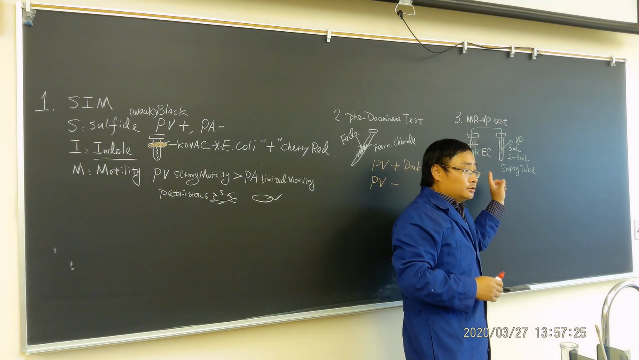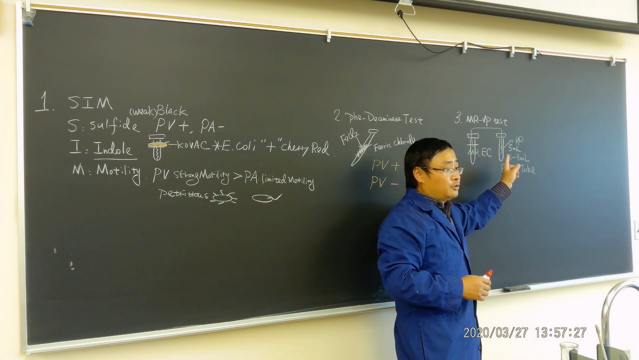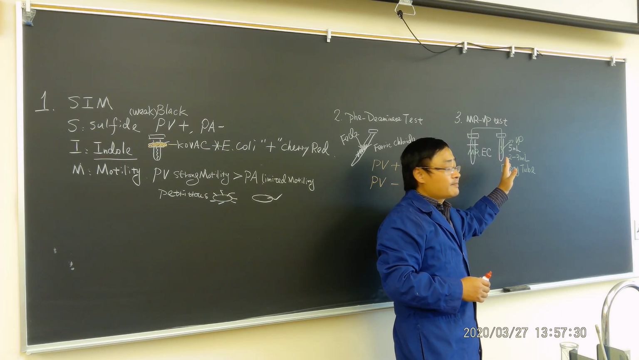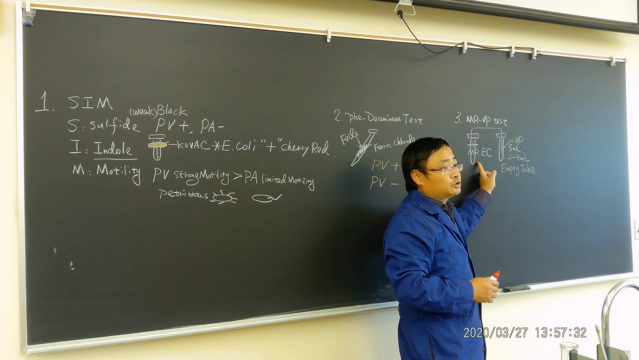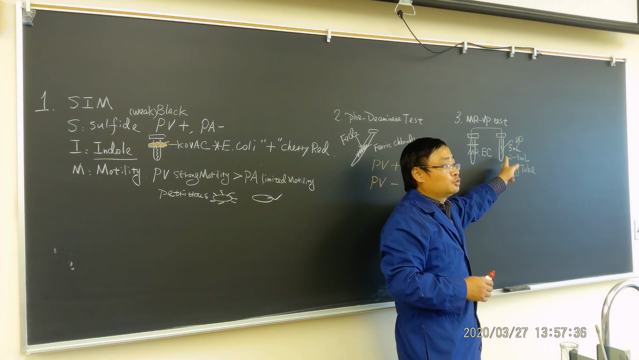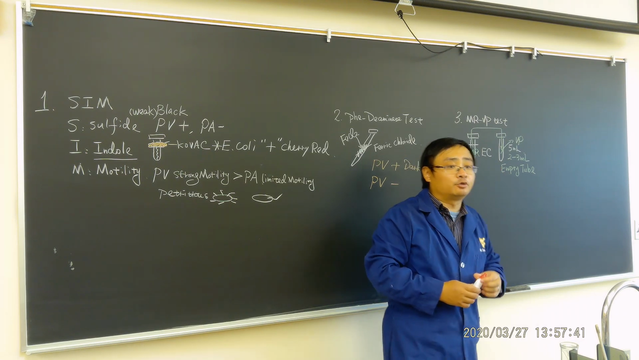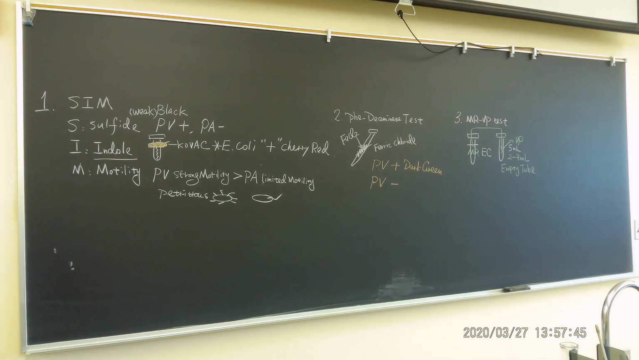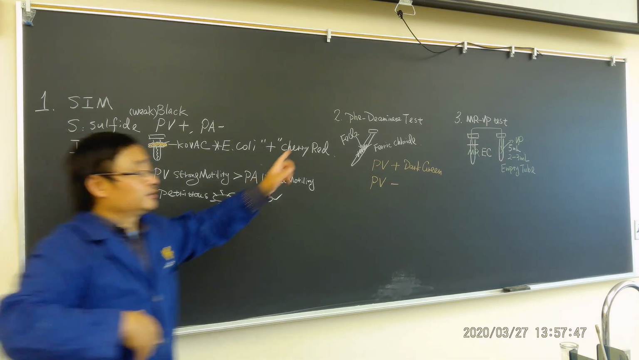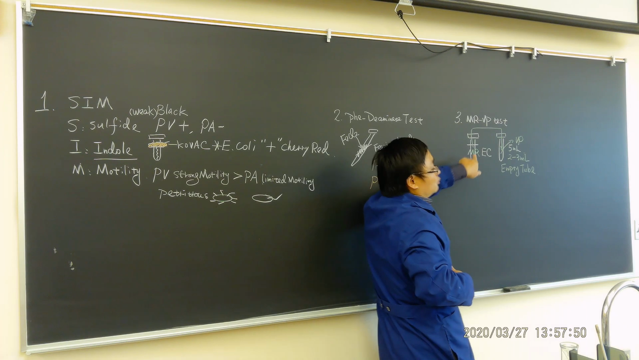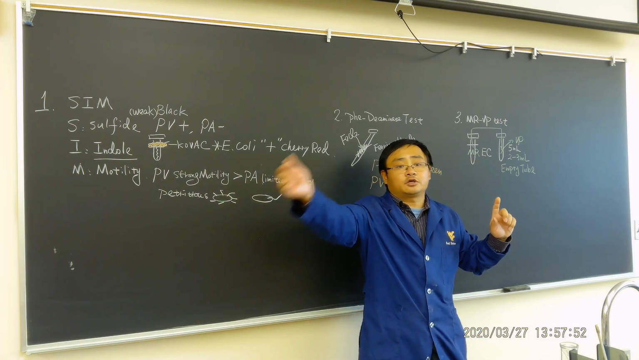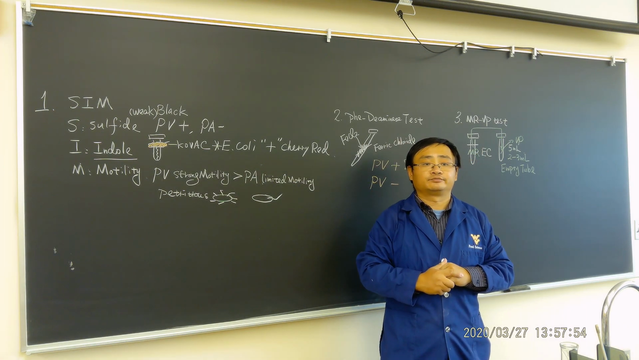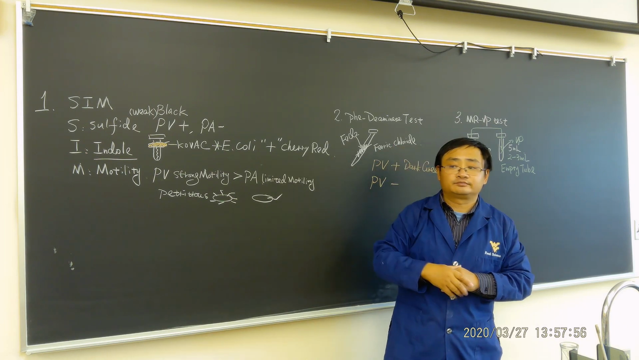Now what we're going to do, for MRVP, we have two separate tests. MR tests for end products which are acid, and VP tests for an end product which is neutral. So we're going to add a reagent. First of all we add the MR reagent. Go ahead and add a little bit to the tube labeled MR. Rachel is going to add the MR solution for you.